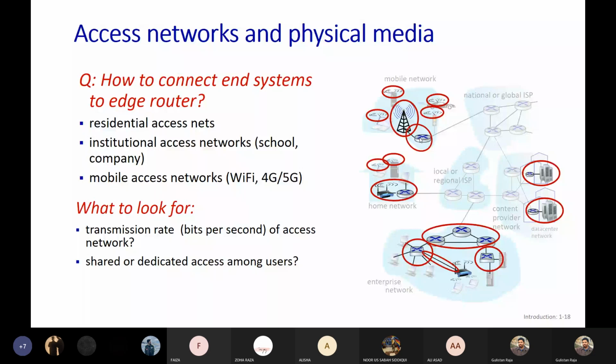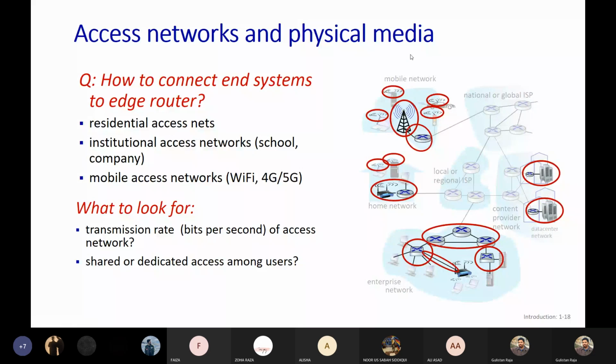The company's or organization's router. Then the third category is institutional access networks. Like in our university, we have our local area network. In a university or company, they have their own small networks, and through that network you connect. End systems are connected to the edge router, and the edge router connects to the rest of the internet. So these are the three ways by which one can be connected to the internet through an edge router.